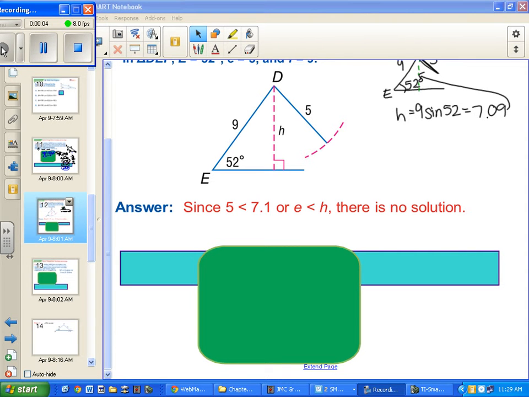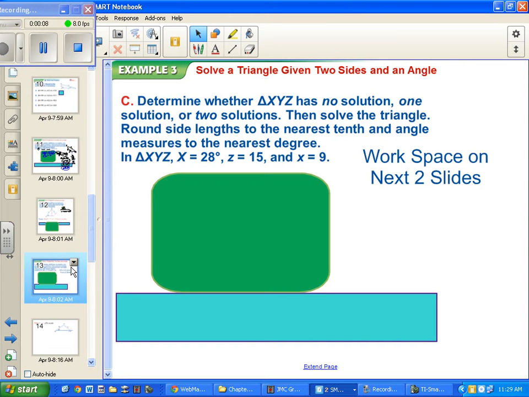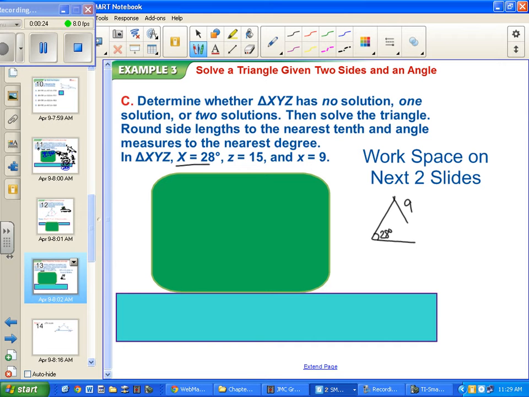Okay, so this is 13.4 part 2, and we are ready to move on to another one. Let's start by drawing out angle X as 28 degrees. That's acute, so it's just like the last problem that we were doing. Side X over here is going to be 9, side Z is 15. So again, we need to compare it to the height.